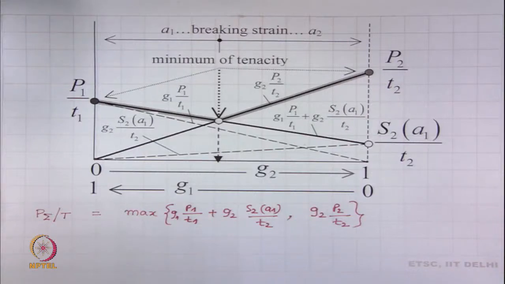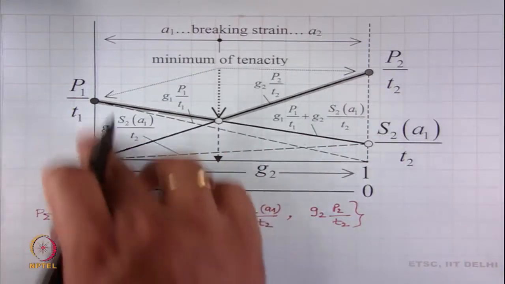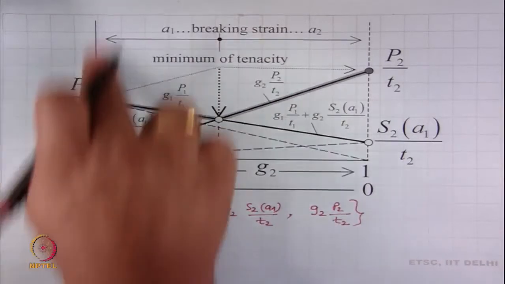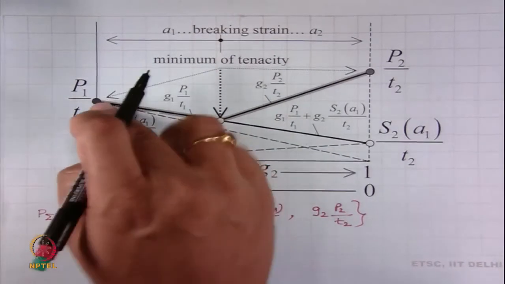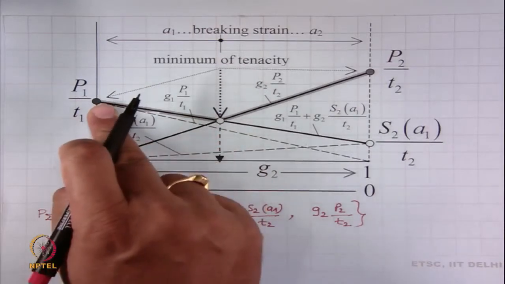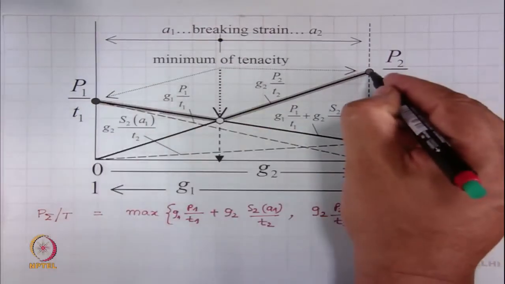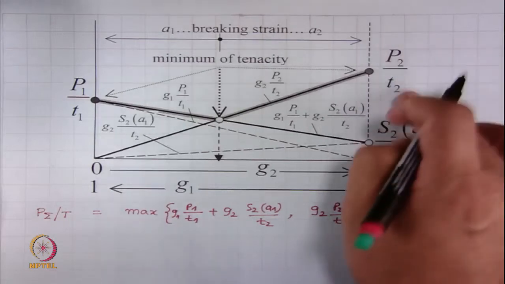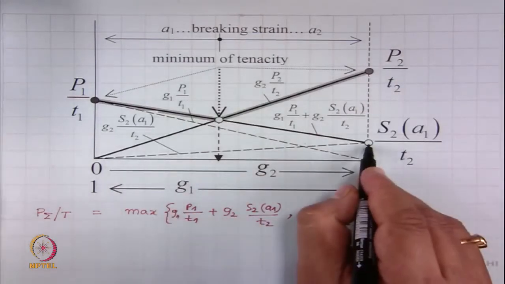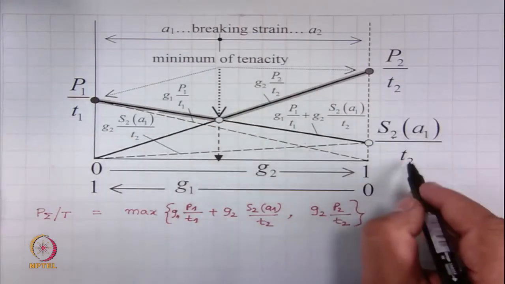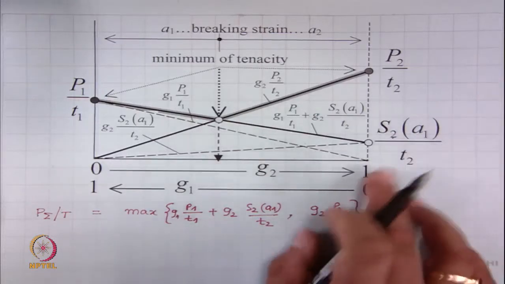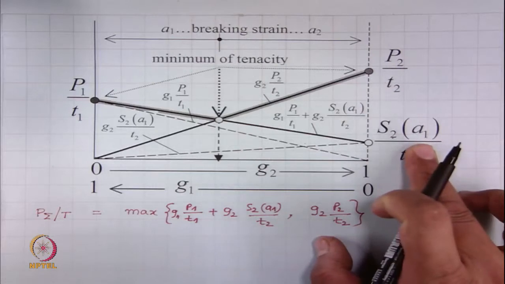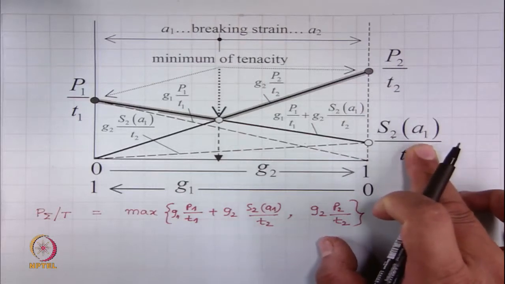It has two y axes. On this y axis, we plot this point, which is basically P1 by T1, and this point, which is higher, P2 by T2. This point is S2 A1 by T2. So, this is basically the specific stress of fiber type 2 at the breaking elongation of fiber type 1.